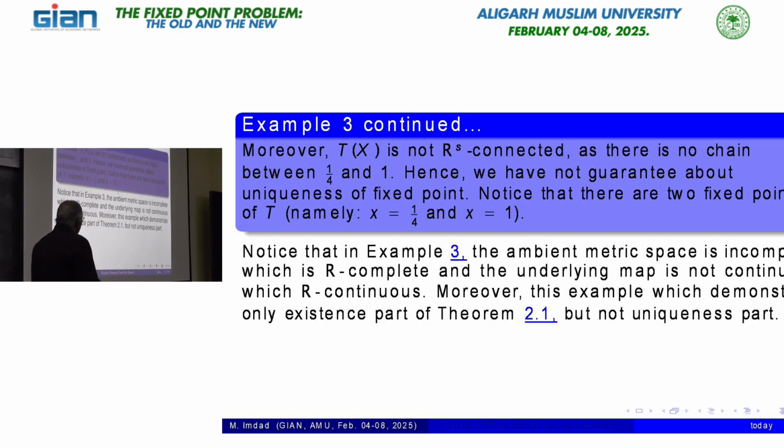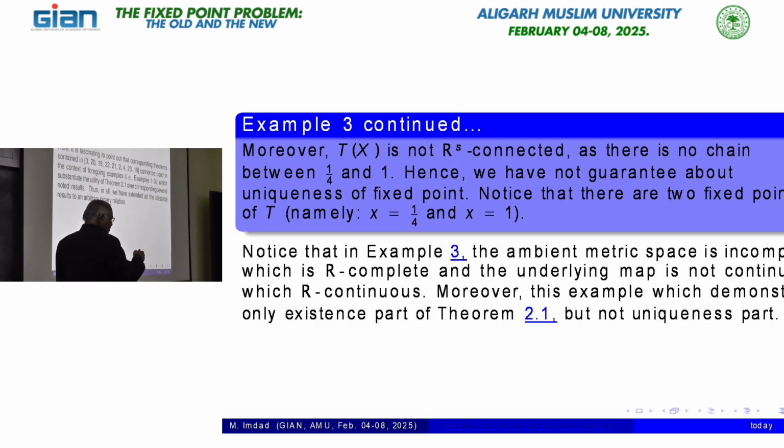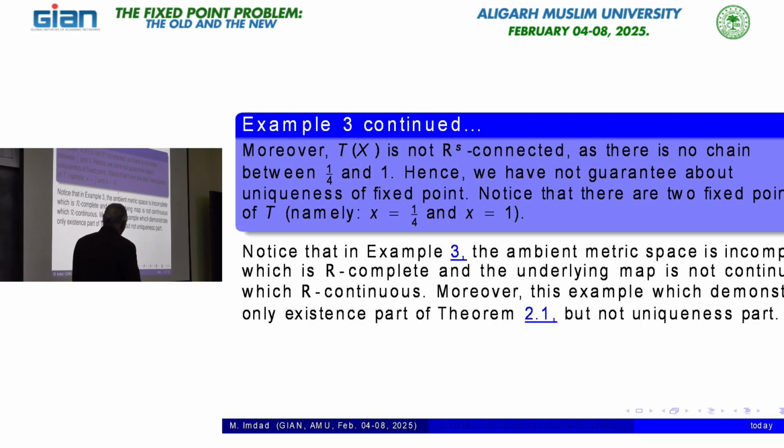Example 3. Just look at here. Example 3, the ambient metric space is incomplete, which is R complete. Just look at this first observation, that in 0 1 naturally you have excluded the point 0, that is why completeness is gone, but it is R complete. And the underlying map is also not continuous, but it is R continuous, which demonstrates only the existence part of theorem 2.2, but not the uniqueness part. I am talking about completeness of T x, because you have seen that we are talking about T x whenever we talk of uniqueness. So T x is what, 0 1, okay.